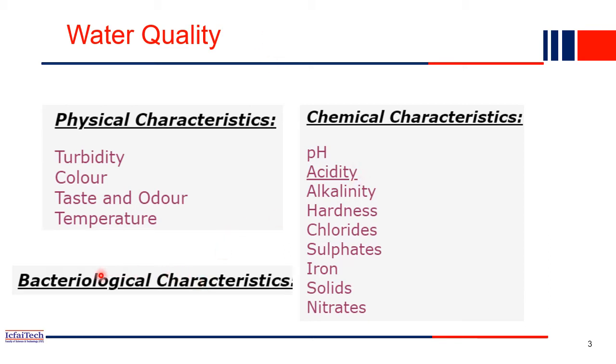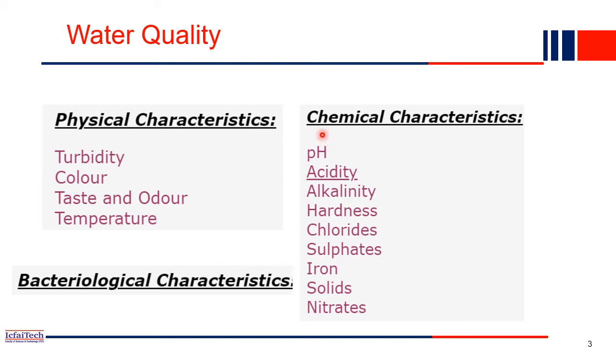Similarly, the last characteristic of water is the bacteriological characteristic. As we know, many pathogenic bacteria are present in the water, and many waterborne diseases happen if we consume polluted water. So the bacteriological characteristics also we have to find out: how many bacteria are present and what type of bacteria are present in the water. If more bacteria are there, then we have to clean the water before supplying it.